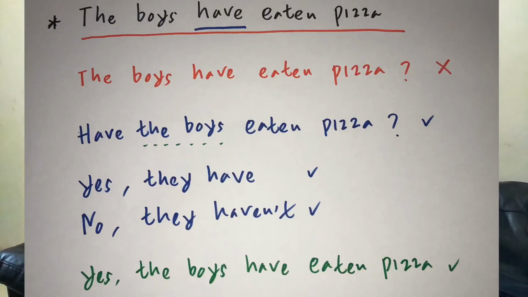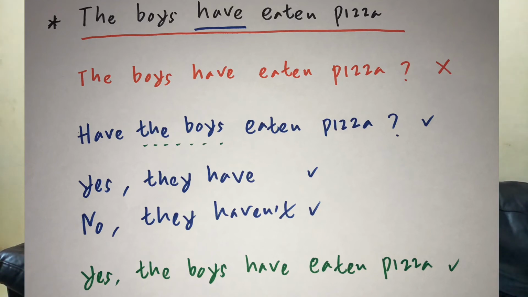All right. Now let's see if the sentence is in perfect form. We have two examples. One is the boys have eaten pizza. The boys have eaten pizza. This is present perfect tense.